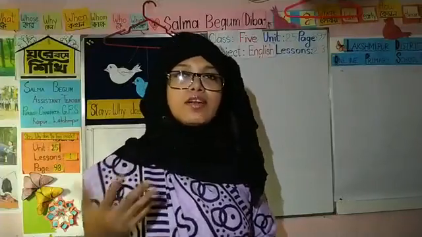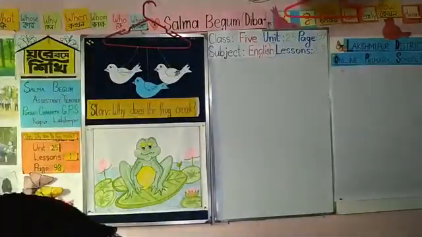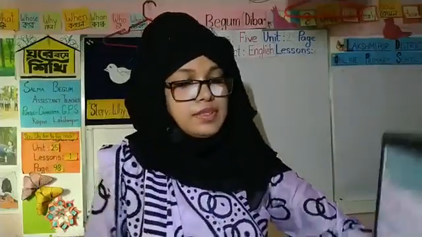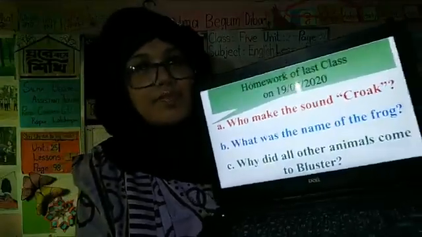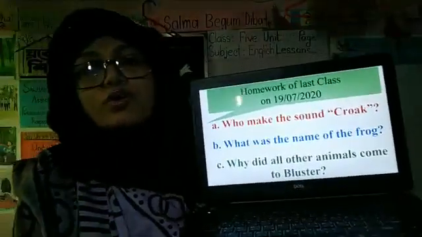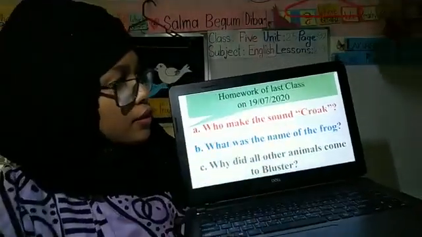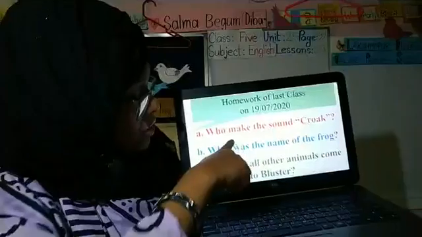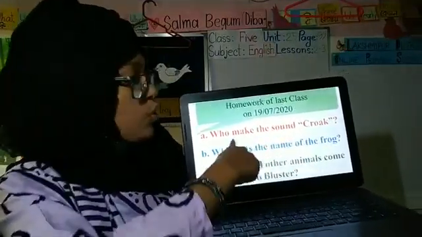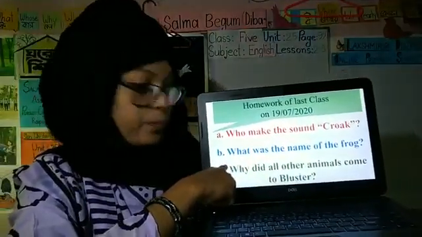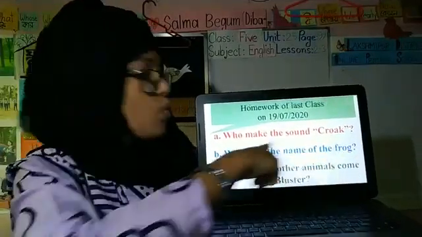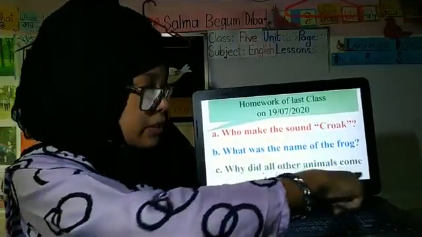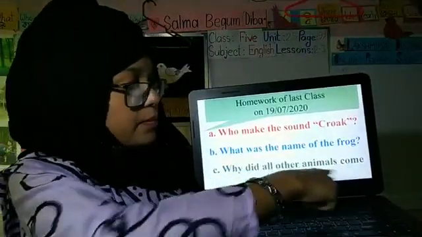Okay, now let's recall something from our previous lesson. Our homework was on 19-7-2020, question number 3. Question A was, who make the sound croak? Question B, what was the name of the frog? Question C, why did all other animals come to Bluster?